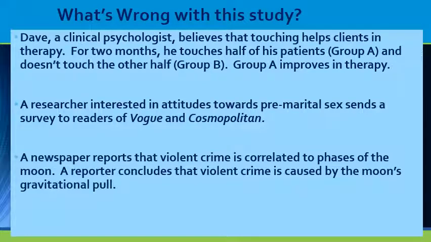A newspaper reports that violent crime is correlated to phases of the moon. A reporter concludes that violent crime is caused by the moon's gravitational pull. Correlation's not causation. How would we know that the moon is actually causing an increase in violent crime? We don't.